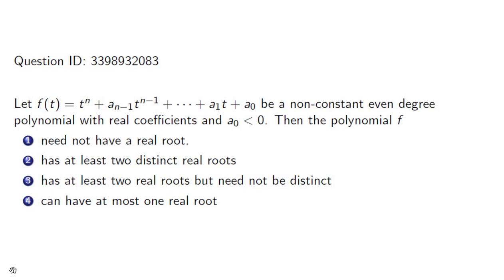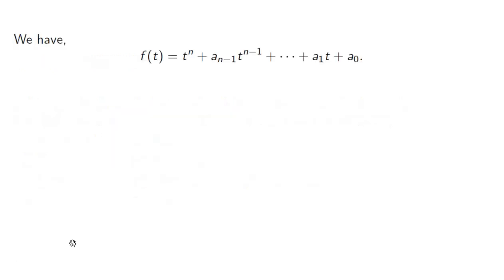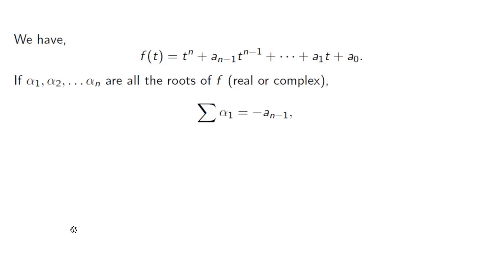So first of all, consider the polynomial f(t), which is t^n + a_{n-1}t^{n-1} + ... + a_1 t + a_0. Let alpha_1, alpha_2, ..., alpha_n be all the roots of f. They may be real, they may be complex. And we know that the sum of the roots of f is always equal to -a_{n-1}. Similarly, the sum of all the multiplications of roots taken 2 at a time is equal to (-1)^2 a_{n-2}, which is equal to a_{n-2}.